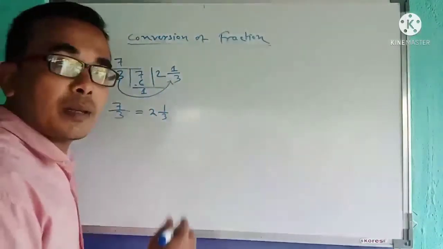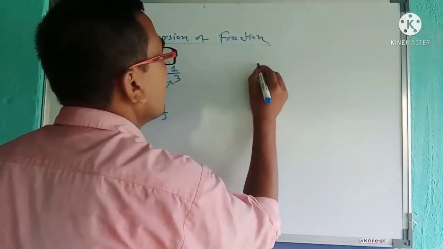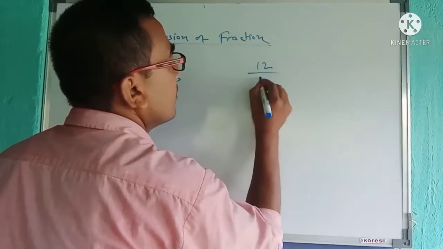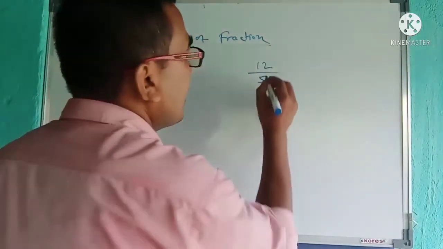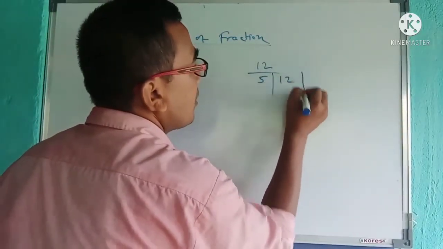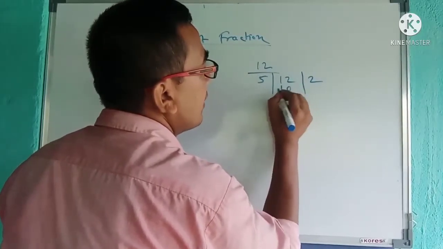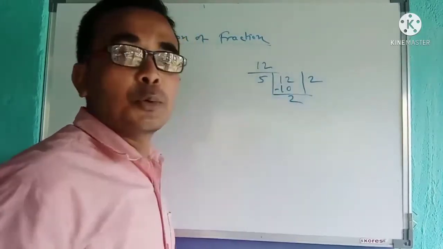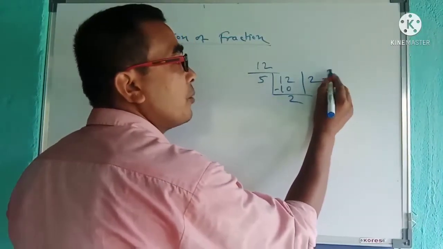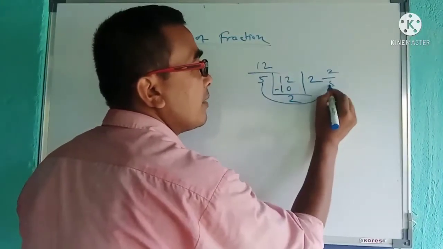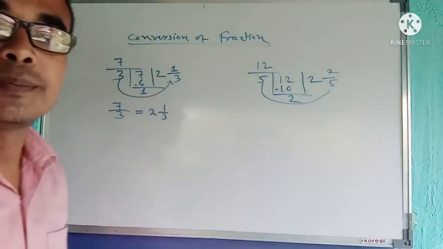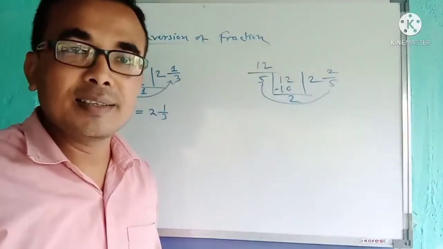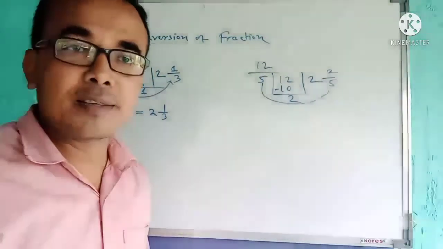Let's take one more example. 12/5. Okay, same way, if you divide 12 by 5, 5 2s are 10, remainder is 2, and this 2 will come in place of the numerator and the denominator will come as it is. I think you understood this one nicely. These are pretty easy tricks.